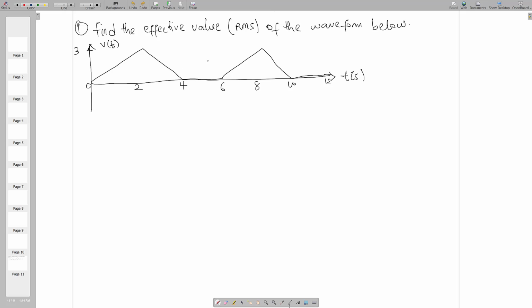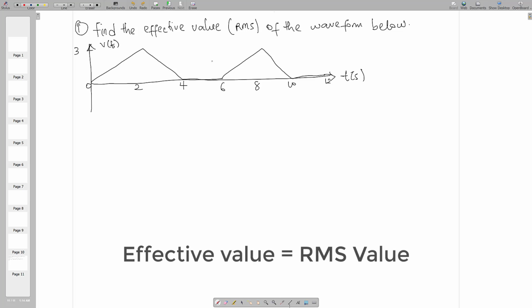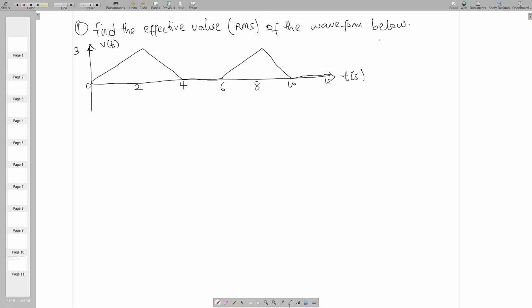So in our first example, it tells us to find the effective value, that is the RMS value of the waveform below. So what are the steps? You need to find a cycle and also note down our period, and after that we can find the area under the cycle. So what's the cycle? Let's see. The cycle is from 0 up to 6 before the waveform will repeat itself again. So our cycle is from 0 to 6.